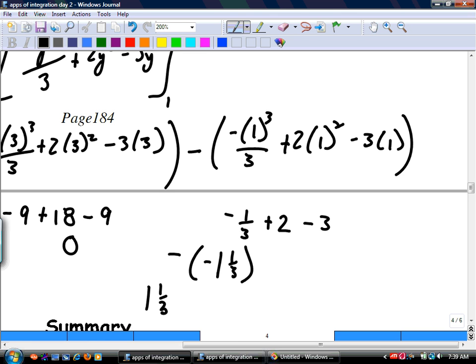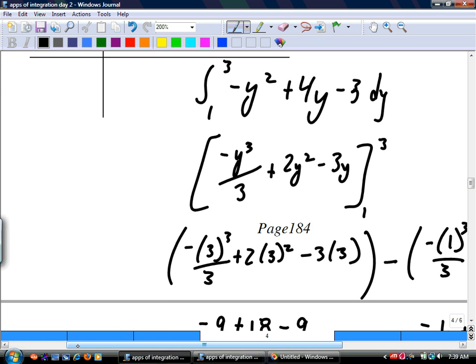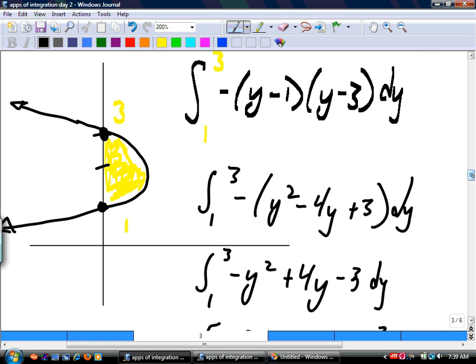Positive 1 1/3. And we are happy with that answer, because if you look at it, Mr. App, it's on the right-hand side of the y-axis. It's a positive area, right? Yeah? How's that? Complicated? No. Technical? Yeah, a little bit.